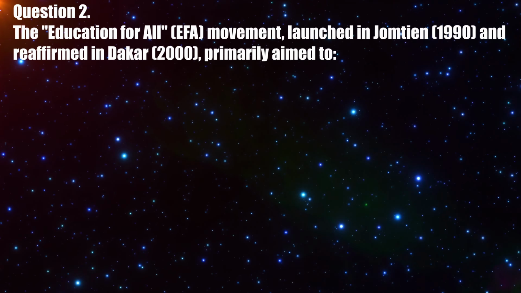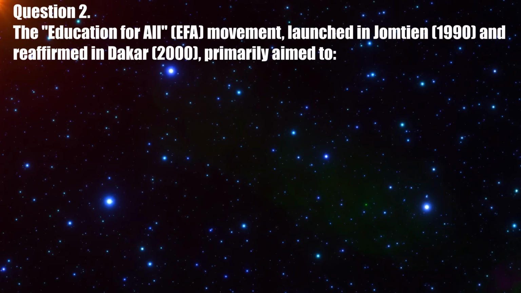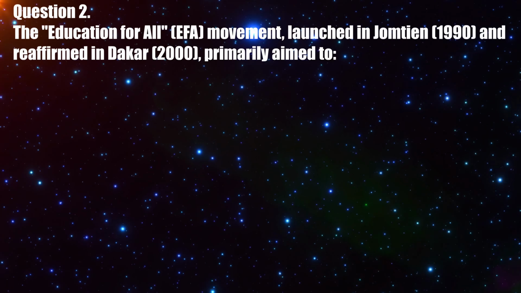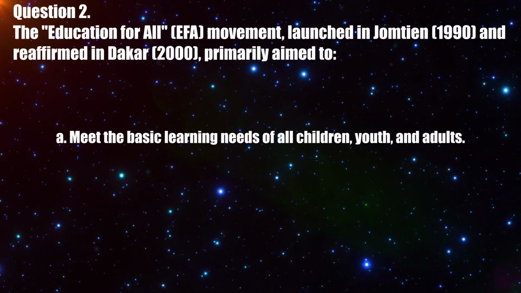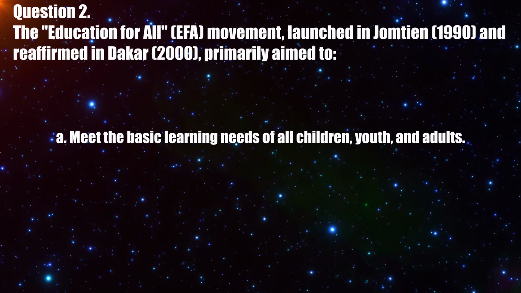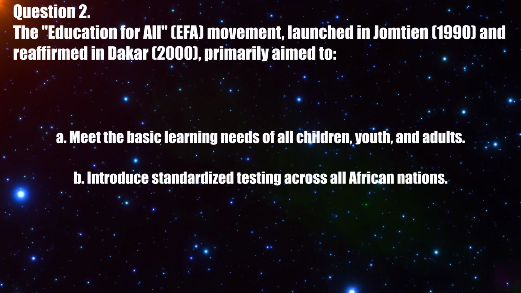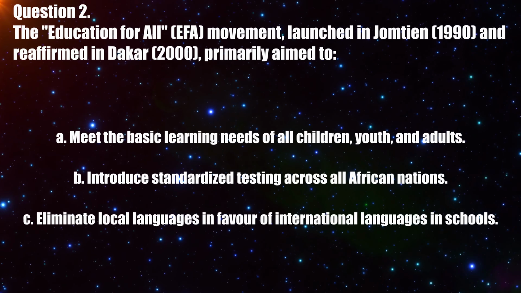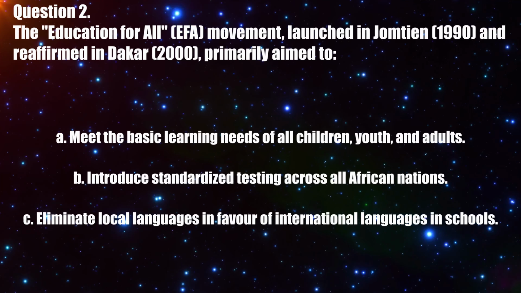Question 2. The Education for All (EFA) movement, launched in Jomtien, 1990, and reaffirmed in Dhaka, 2000, primarily aimed to A. Meet the basic learning needs of all children, youth, and adults. B. Introduce standardized testing across all African nations.